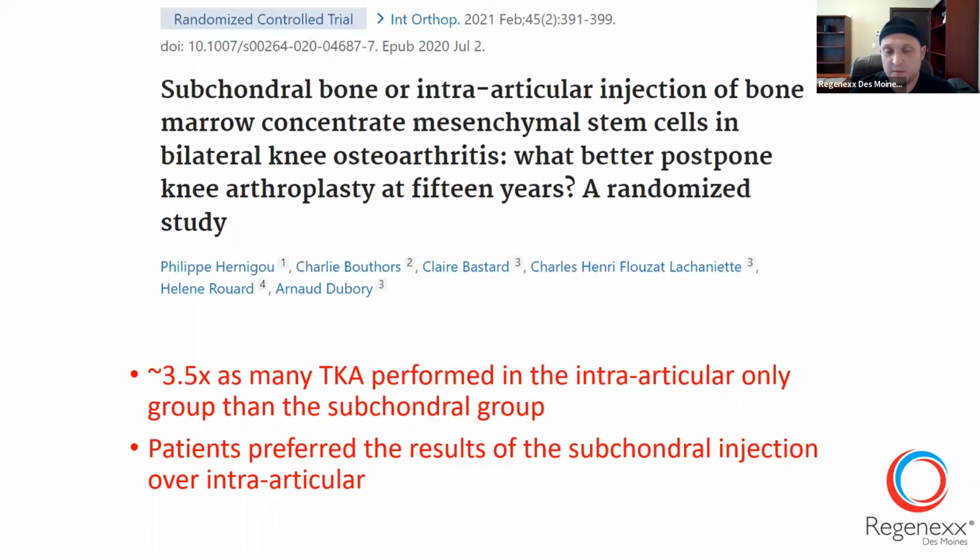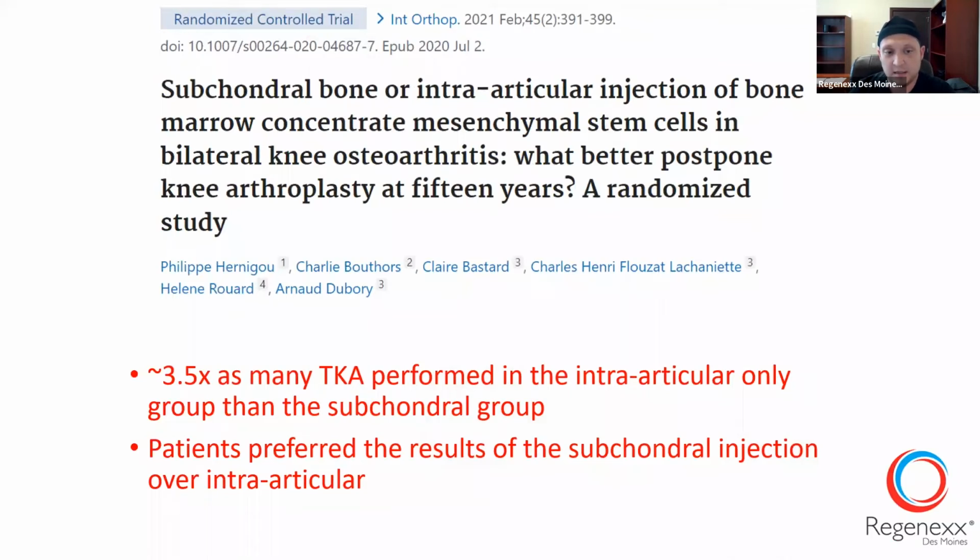And so the thing that I want to spend a little bit of time talking about is one of our approaches that's a little bit different, probably from some of the other groups. And I'm going to give some background information first, and 2 really good studies. And so this is Dr. Hernigou's study. He's a French physician who's been really studying regenerative medicine for his career.